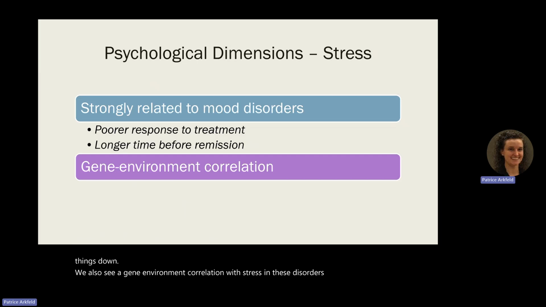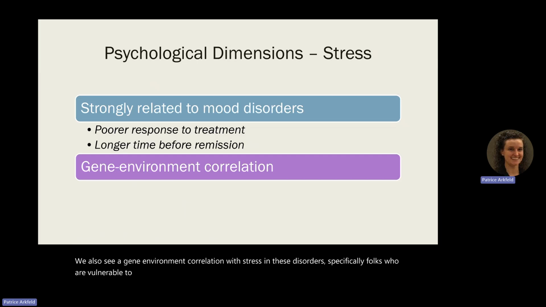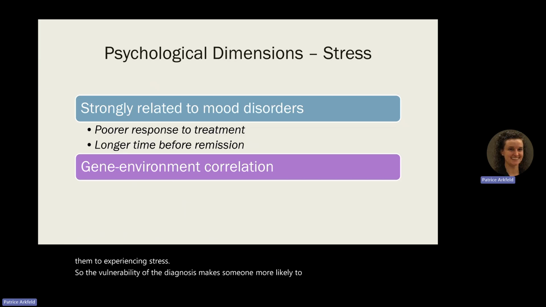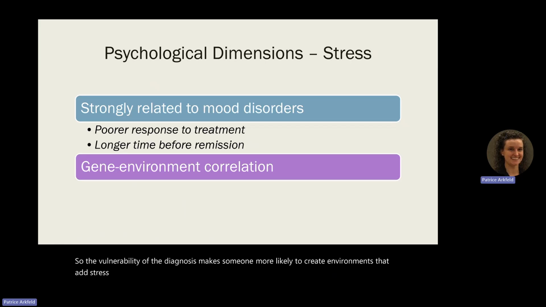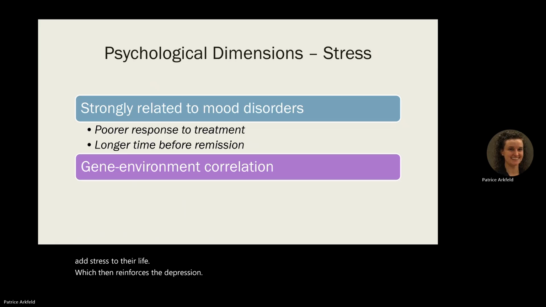We also see a gene environment correlation with stress and these disorders. Specifically, folks who are vulnerable to depression might be more likely to enter into situations that will lead them to experiencing stress. So the vulnerability of the diagnosis makes someone more likely to create environments that add stress to their life, which then reinforces the depression. And it creates this cycle for folks.